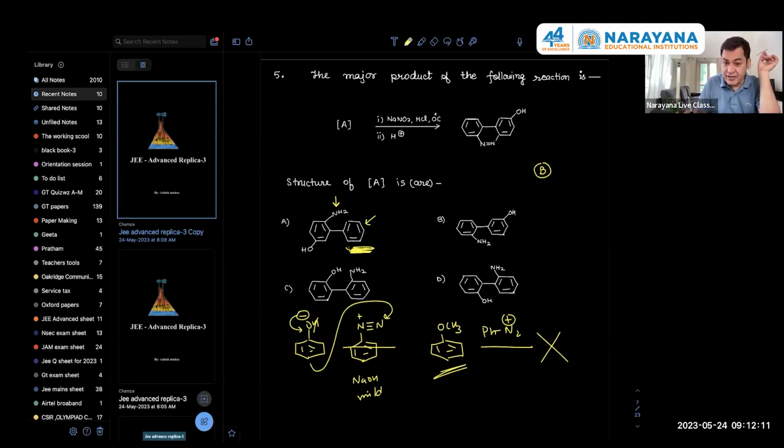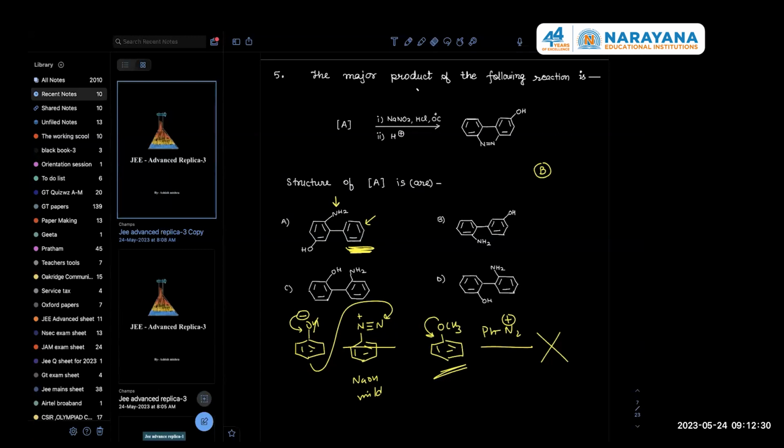According to you, if this benzene is able to react with diazonium, then aniline is a much better nucleophile, so aniline should react with diazonium. But aniline won't react with diazonium. This ring should not attack the diazonium. That's a basic thing only. You got this point?